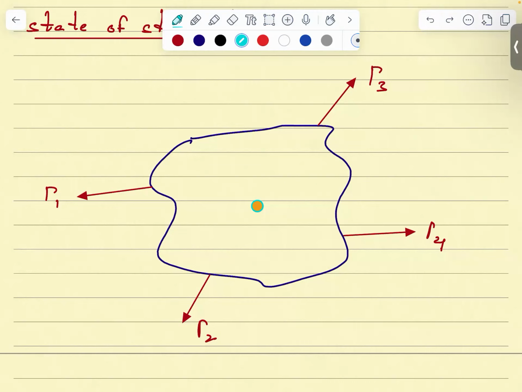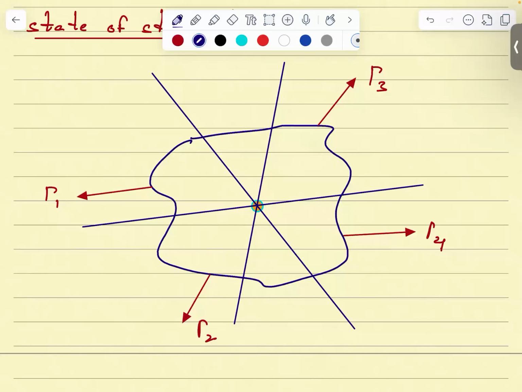Infinite. Very good. If you see, one plane can go like this, like this. So an infinite number of planes can pass through the same point. But if I ask you to find out the state of stress in all those planes, is it possible to do analytically? Is it trivial to find out the state of stress in all the infinite planes?